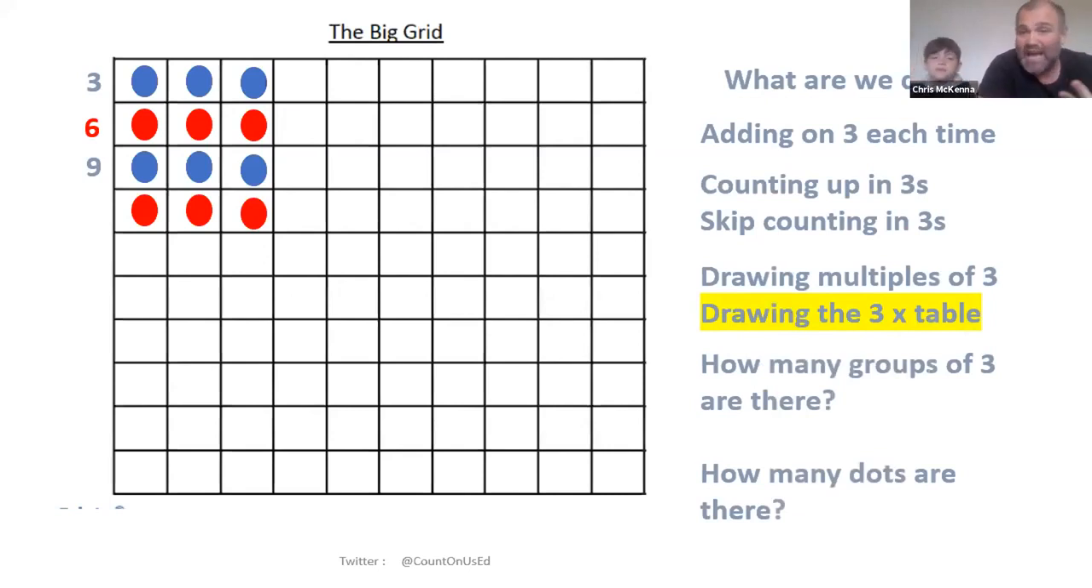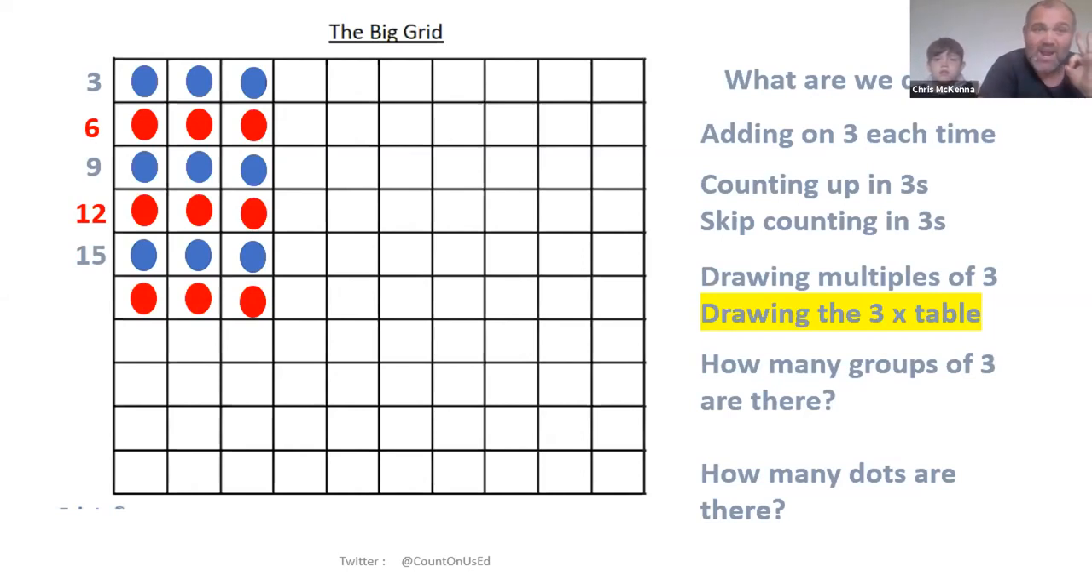How many groups of 3 are there right now, Austin? 4. How many dots are there altogether? 12. Good, so we can see 4 groups of 3 equals 12. How many groups of 3 now? 5. 5 groups of 3. How many dots? 15. You guys can answer these questions at home as well. Don't shout this one out, but how many groups of 3 are there now? Shout out at home, type it in the box. Listen to the question, how many groups of 3 are there?